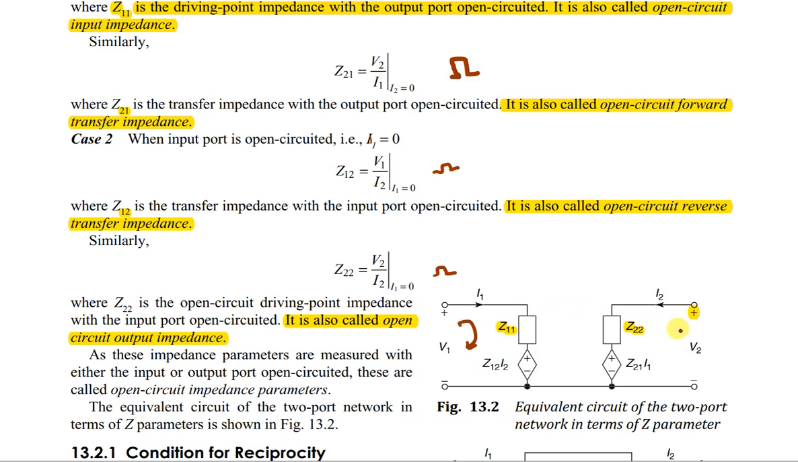On the output side, if you write a KVL, you will get the second equation. On the input side, if you write a KVL, this voltage is equal to the sum of this plus this. The current in this path is I1, so Z11 into I1, and this is a voltage source, so directly you can write Z12 into I2. Similarly, on the right side, V2 is equal to Z22 into I2 plus Z21 into I1.